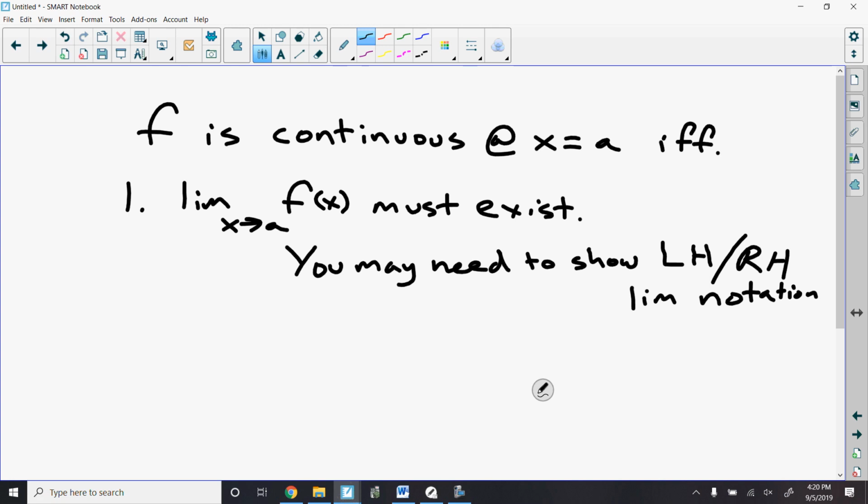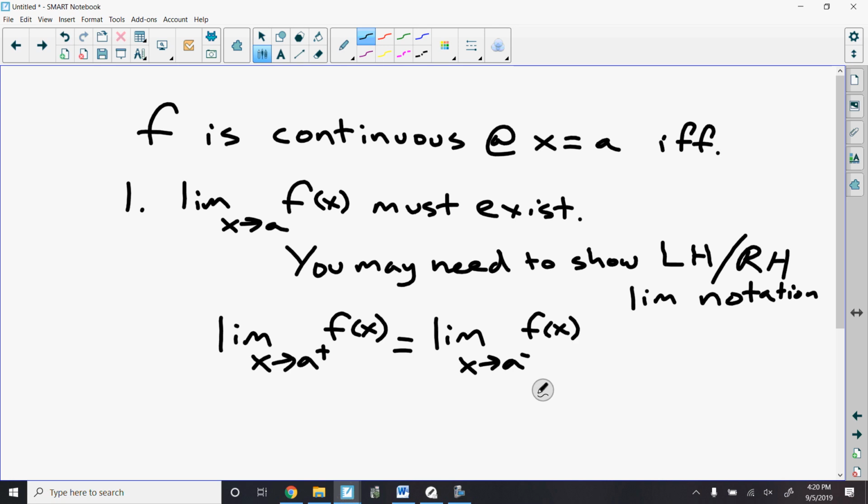Again, for the limit as x goes to a of f of x to exist, the right-hand limit at a must equal the left-hand limit at a. That's step 1.